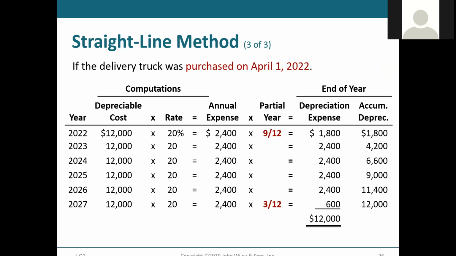If the truck was purchased on April 1st, well, that just means we have to prorate it by months for the first year. They bought it on April, so that's 9 months into the new year that we're going to have it. So you just take 9/12. The first year depreciation would be 1,800, and the last year would be 600. That's all they're saying, that you have to break it out by month.